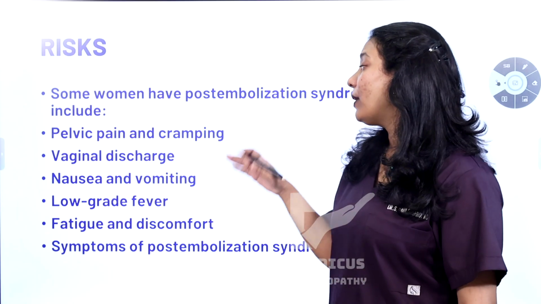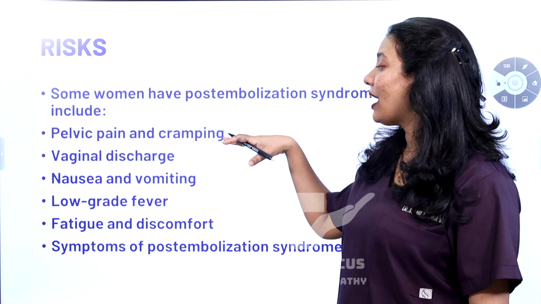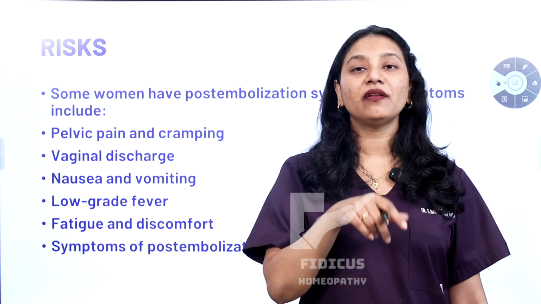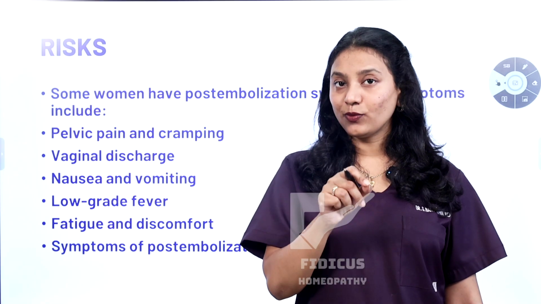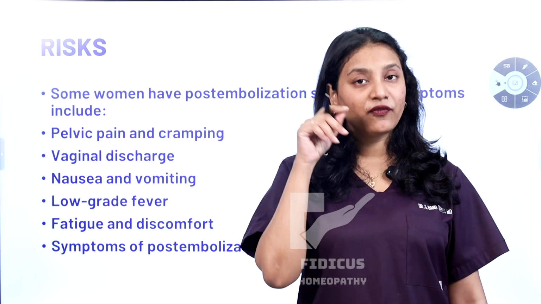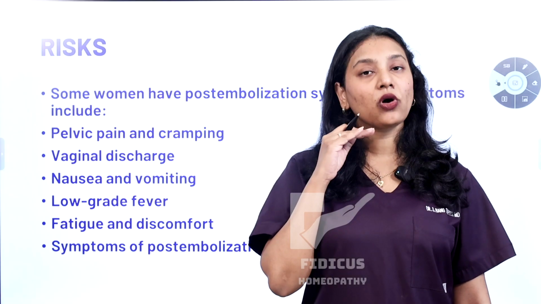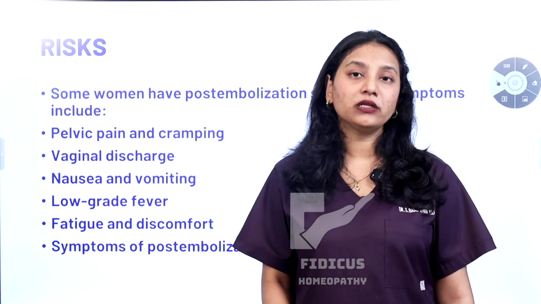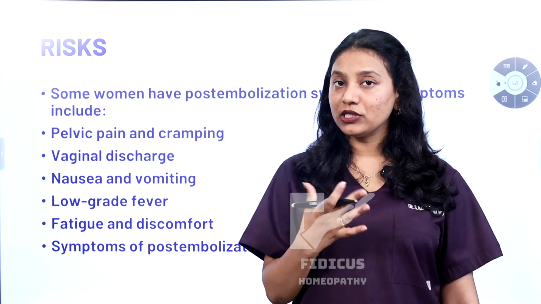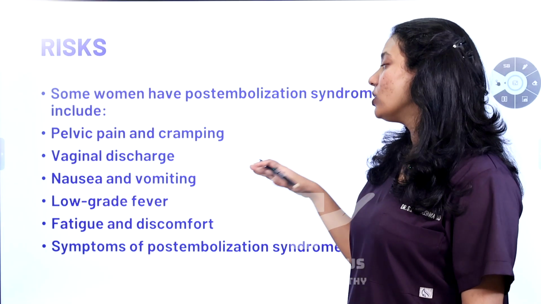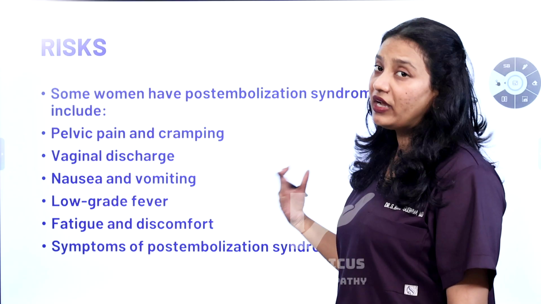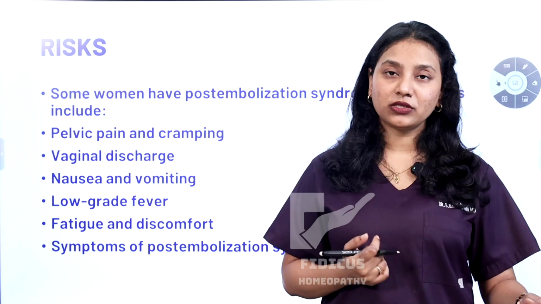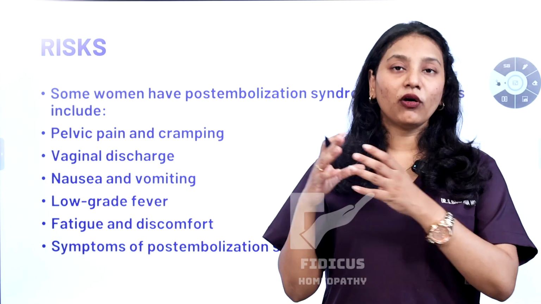And also, apart from pain and cramping, you will be having vaginal discharge. Sometimes if it is a submucosal fibroid and it is very small, it has a stalk attached to it, and after the blood supply is cut short, the stalk can detach, leading to the fibroid falling through the vaginal orifice, or it can cause a lot of vaginal discharge as well. And there can be nausea, vomiting, low grade fever, fatigue and discomfort. All of this comes under post-embolization syndrome. So these are the risks of UAE.